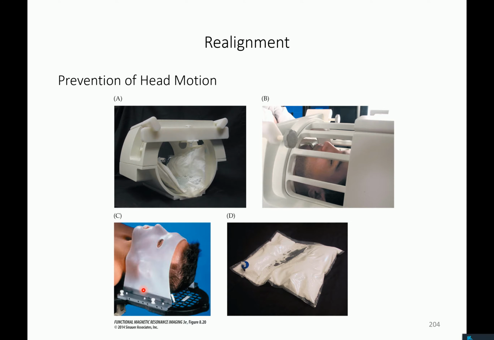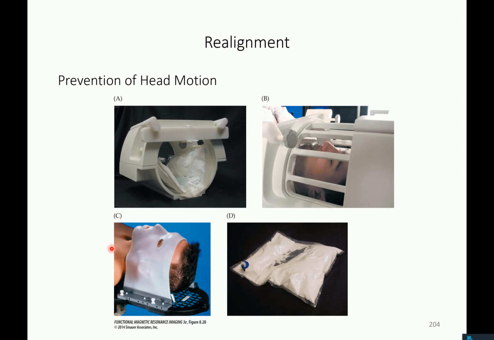So essentially you try to tell your participant that they shouldn't move, and why is he even naked, as it looks, right? He doesn't seem to wear anything. That's completely weird. Anyway, that's the prevention of head motion.